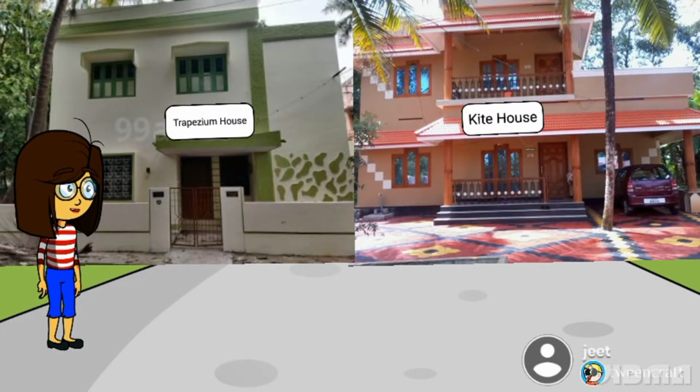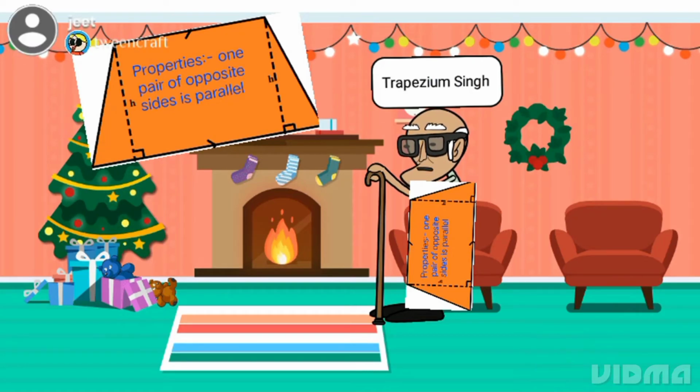Now we enter inside the colony and we see two houses. The first one is the trapezium house and the second one is the kite house. First of all, we go inside the trapezium house and let's see what is inside. My name is Trapezium Singh. In this story, I am playing the role of grandfather. The property of a trapezium is that one pair of opposite sides is parallel.